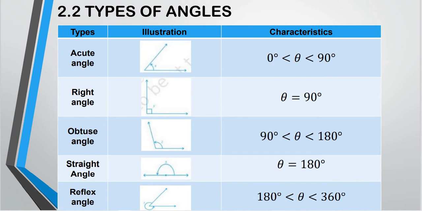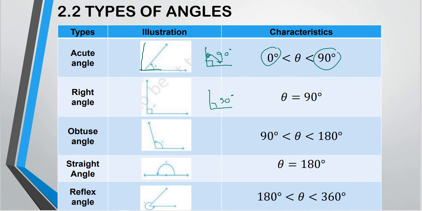The first type is the acute angle. This is the illustration. The characteristic of an acute angle is that it must be in between 0 and 90 degrees. This is 90 degrees, right? So an acute angle must lie in between 0 and 90. That is the acute angle. And how about the right angle? A right angle is exactly 90 degrees. The angle must be 90 degrees.